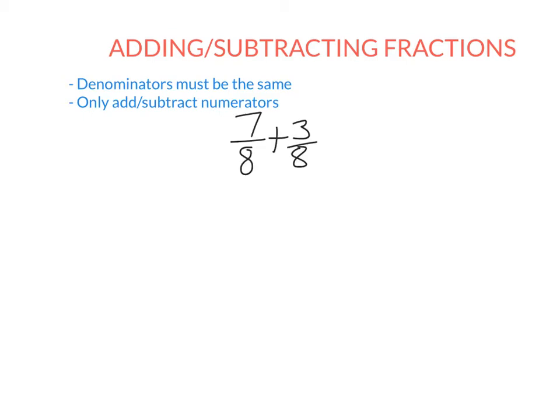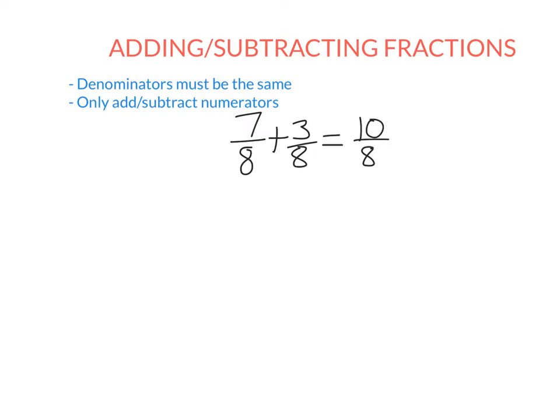Let's do 7 over 8 plus 3 over 8. This is an easy one to do because the denominators are already the same. So in this case, we only add the numerators. The numerators are the numbers on top. We only add 7 and 3 to get 10 over 8.